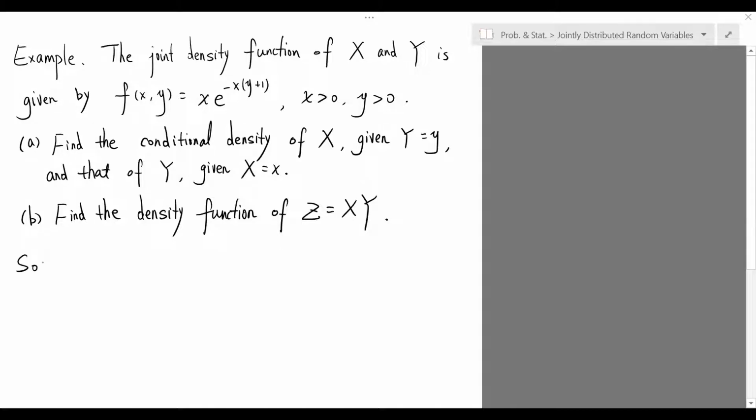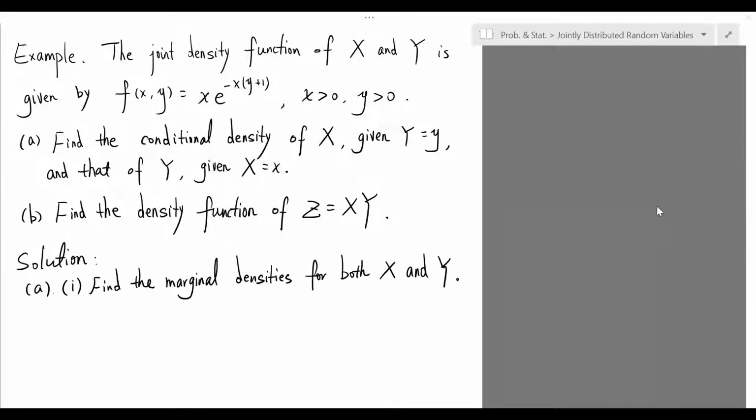So let's get started. In Part A of this problem, we would like to find the marginal densities for both capital X and capital Y first. As usual, to find the marginal density for capital X, we need to integrate the joint density function against y from negative infinity to positive infinity.